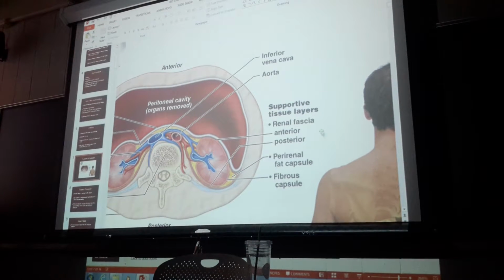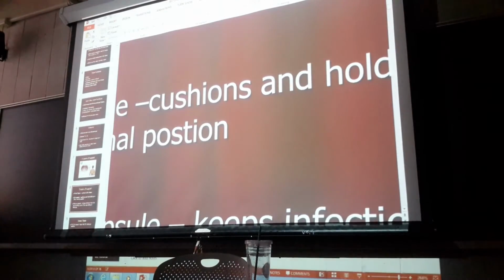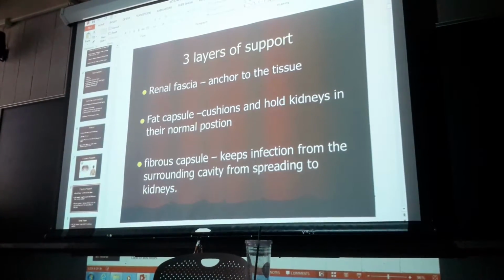They have a capsule that goes around it, so a perirenal capsule, a fibrous capsule, and we have fat. So we have 3 layers of support for our kidneys. The renal fascia, just like everything, has that tissue paper thin covering that goes like saran wrap around it, just like all organs have. So fascia is that saran wrap that covers everything. The fat capsule cushions it, holds the kidneys in position.